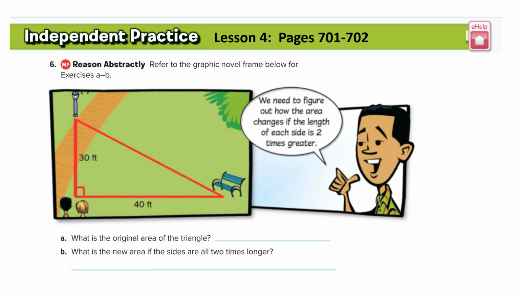Question number 6. Reason abstractly. Refer to the graphic novel frame below for exercise B. We need to figure out how the area changes if the length of each side is 2 times greater. So if each side length is 2 times greater, is it going to be larger or smaller than the original? It's going to be larger.